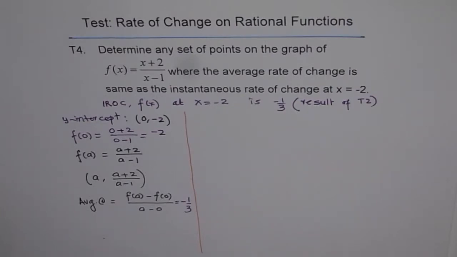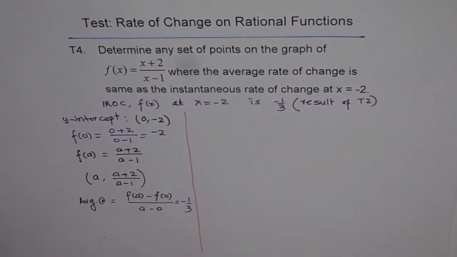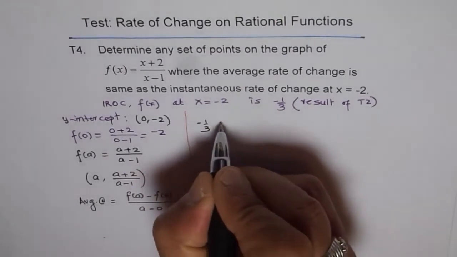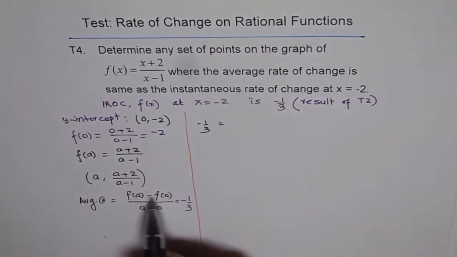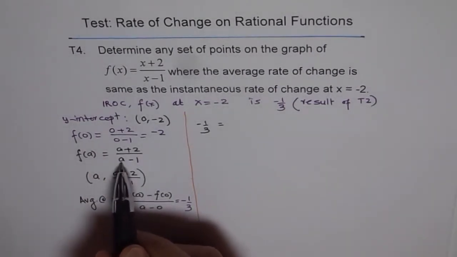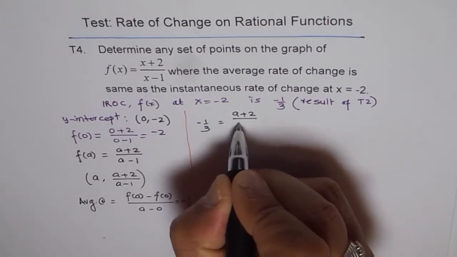Easy point to deal with, correct? Now let's elaborate on this and figure out what A is, okay? So what we will do is, we will say average rate of change is minus 1 over 3. So I say minus 1 over 3 should be equal to f(a) minus f(0). What is f(a)? f(a) is (a + 2) divided by (a - 1). So we get (a + 2) divided by (a - 1).